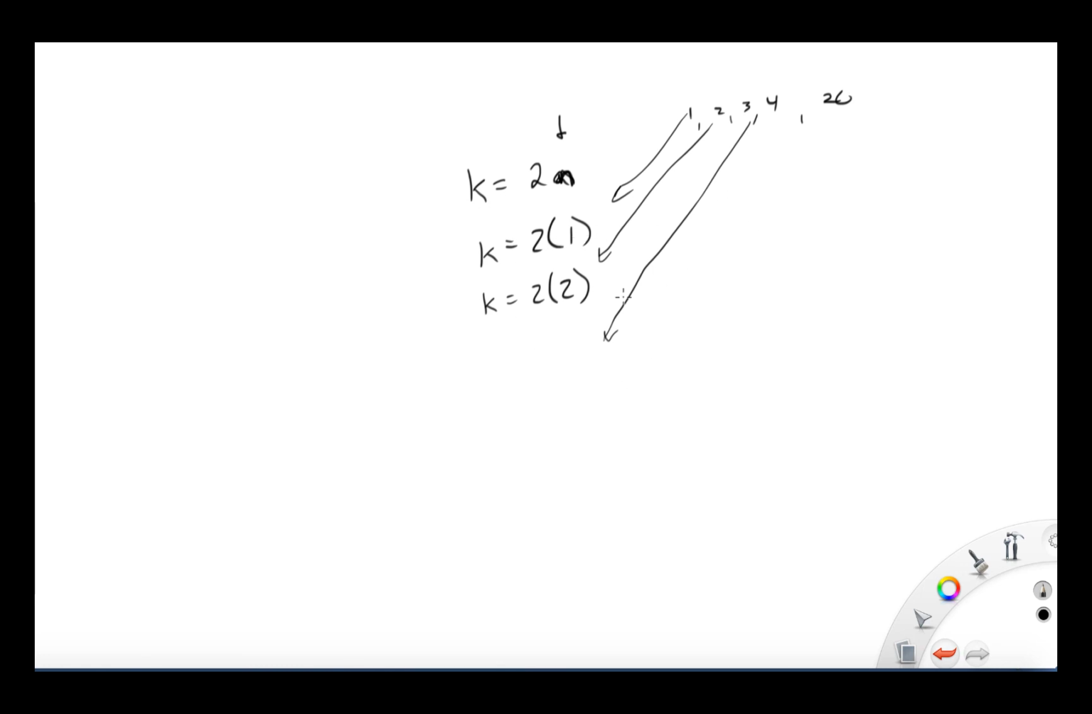So 2 times 1, the first number would be 2. 2 times 2 would be 4. What if n equaled 3? 2 times 3, well, it would be 6. And 2 times 4 would be 8. You see the sequence pretty easily.